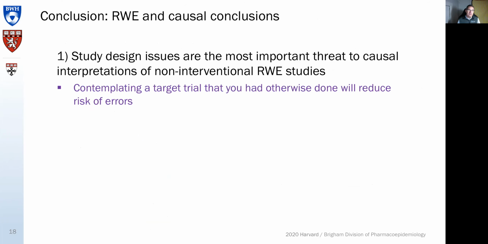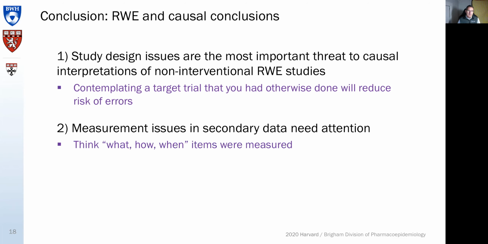With that, let me summarize what I told you. The study design issues are the most important threats to causal interpretations when you have non-randomized real-world evidence studies, the big data studies in medicine. So contemplating the target trial, the trial that you would have wanted to do, is a really, really helpful strategy to reduce errors in the planning and implementation of such studies if you're interested in causal conclusions. Measurement issues in secondary data need particular attention.